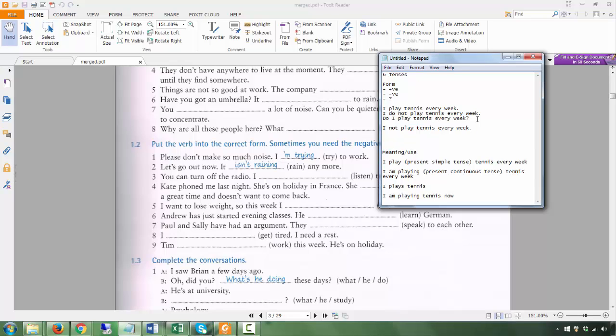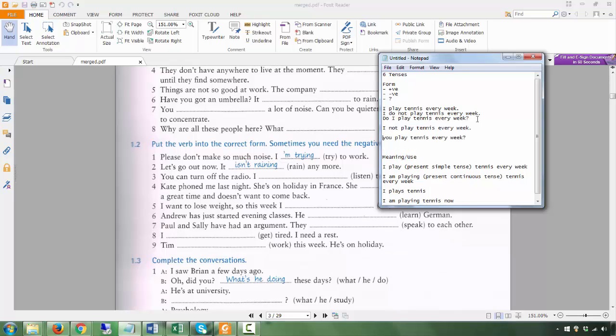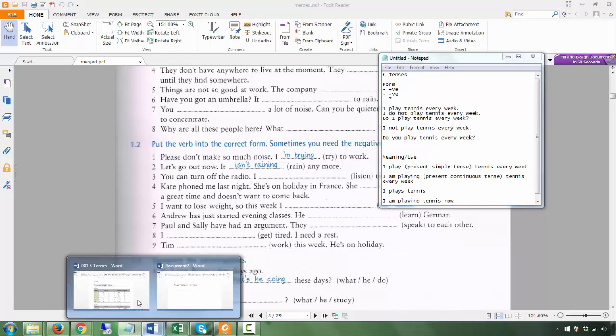If you ask your question, you play tennis every week? I mean, sometimes that's possible, but basically that's not the normal way of asking a question. Well, people do say it this way, but basically you should be saying, do you play tennis every week? Okay, so the form is important, and the meaning. And when you think about a form, you need to think about the positive, the negative, and the question. Okay, let me go to this document which I'm going to give you.